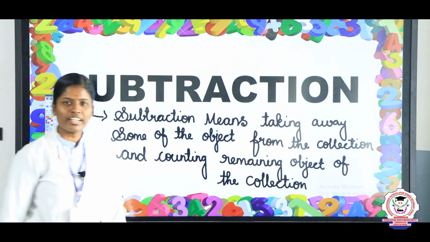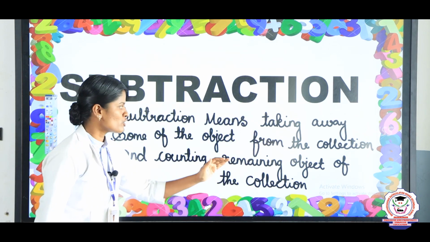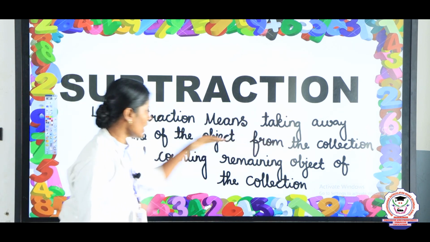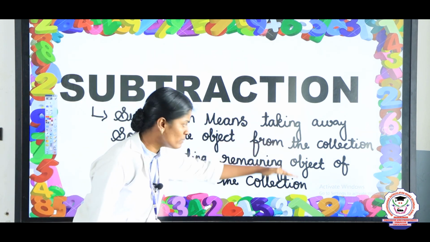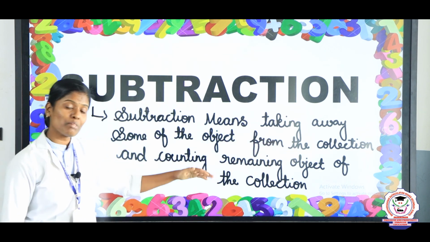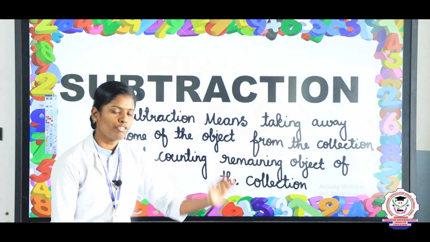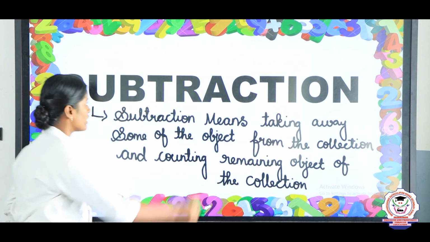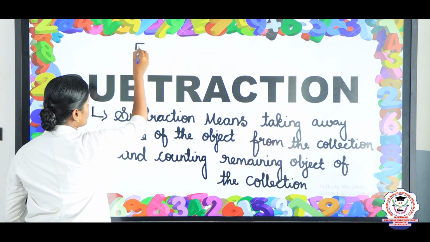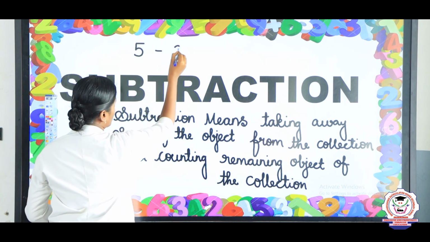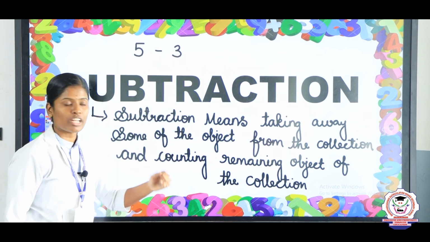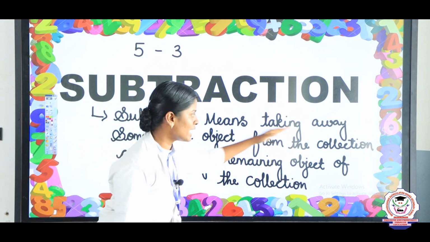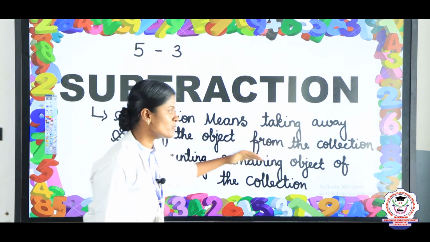So listen here children, what is meant by subtraction? Subtraction means taking away some of the objects from the collection and counting the remaining objects of the collection. For example, I have 5 chocolates. I'll give 3 chocolates to my friend.